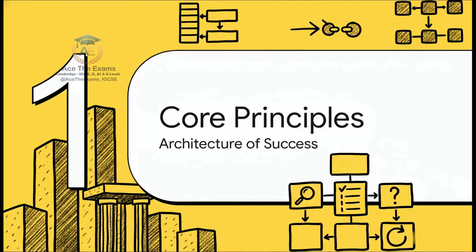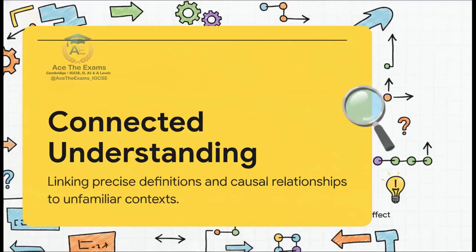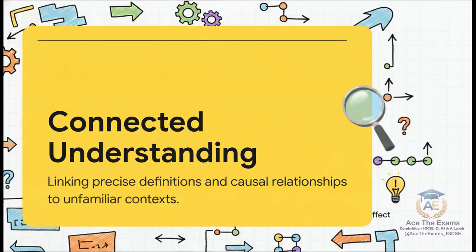Section 1. Core theoretical principles, where we build your architecture of success from the ground up. Building that architecture requires a total mindset shift. You have to stop viewing stacks, queues, and linked lists as just abstract concepts and start viewing them as highly specific tools designed to solve specific data flow problems. This brings us to a concept that Cambridge specifically calls connected understanding. They want to see your ability to link precise definitions and causal relationships to unfamiliar contexts. And how do the top 1% of students achieve this analytical depth? They use the PEEL framework. That stands for point, evidence, explanation, and link.